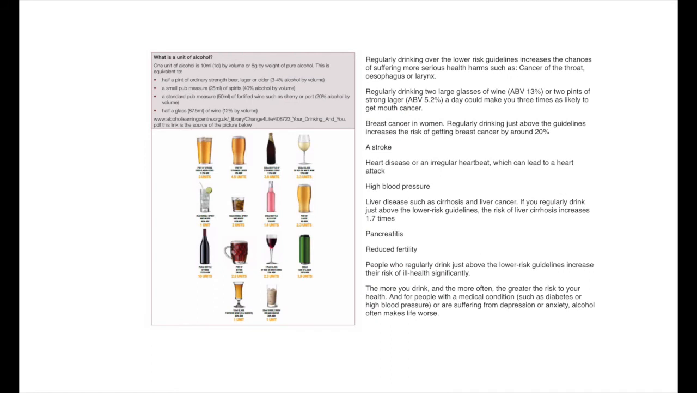Regularly drinking over the lower risk guidelines increases the chances of suffering more serious health harms such as cancer of the throat or esophagus or larynx. Regularly drinking 2 large glasses of wine or 2 pints of strong lager a day can make you 3 times as likely to get mouth cancer. The more you drink and the more often, the greater the risk is for your general health. And for people with medical conditions such as diabetes or high blood pressure, or suffering from depression or anxiety, alcohol often makes life worse.